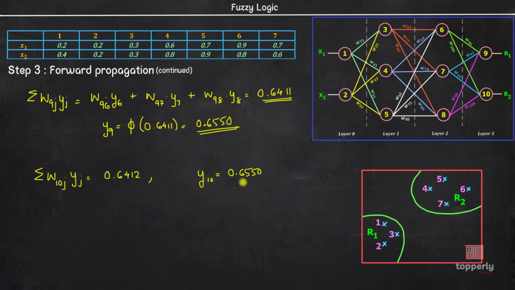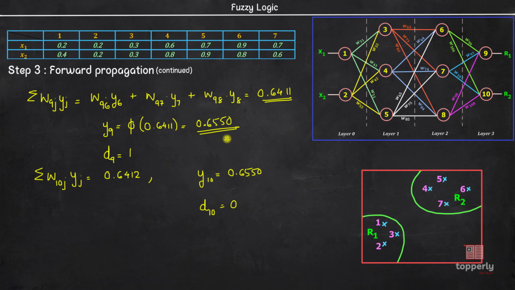Now we know that the coordinates 0.2, 0.4 lie in the region R1. So the desired response for y9, which is equal to d9, is 1, and the desired response for y10, which is equal to d10, is equal to 0. That is, we should have ideally got the output of neuron 9 as 1 because the point lies in the region R1 only and not in R2. So the desired output of neuron 10 is 0.